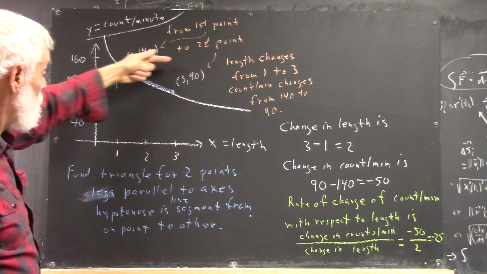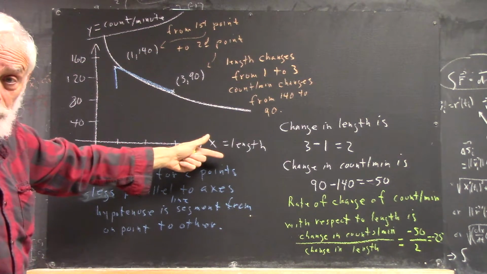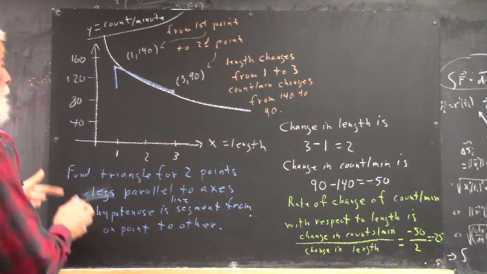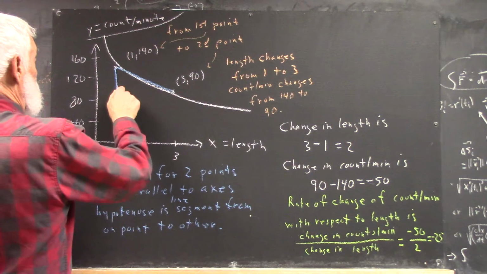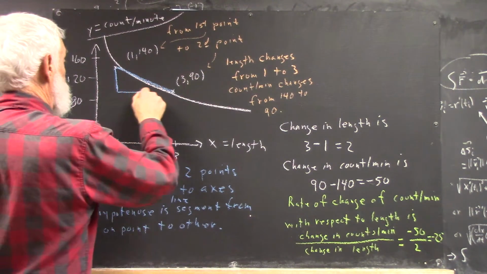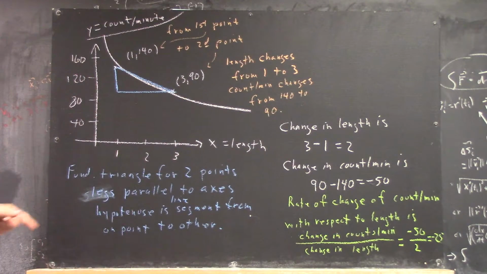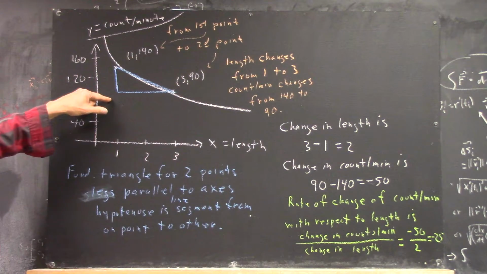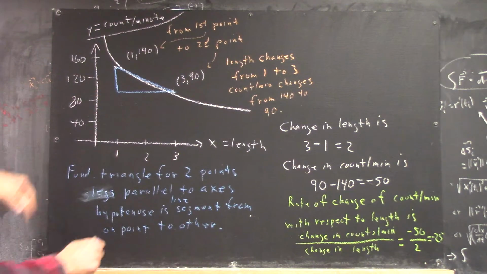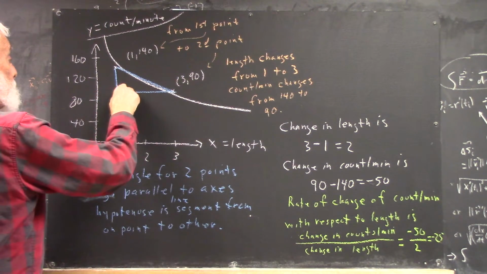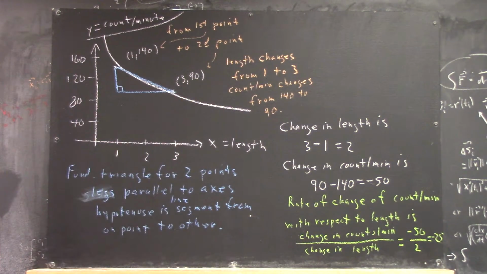Now, we could have drawn it this way. We could have drawn it parallel to this axis, right? It's got to be drawn parallel to one axis or the other. It doesn't matter which one, whichever one makes your picture prettier. The other one has to be drawn parallel to the other axis. That gives you a right angle, gives you a right triangle.